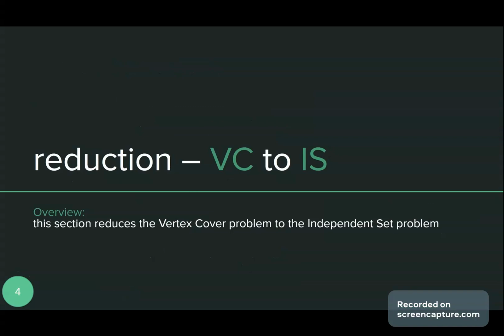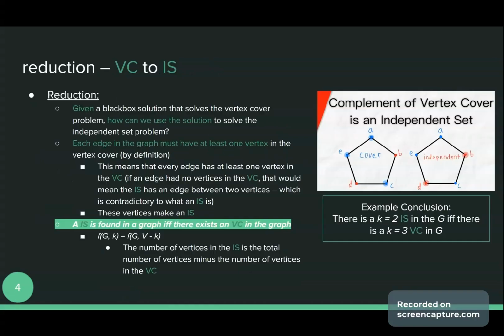Now we'll reduce the vertex cover problem to the independent set problem. Given a black box solution that solves the vertex cover problem, how can we use it to solve the independent set problem? Each edge in the graph must have at least one vertex in the vertex cover. And this is by definition, because the vertex cover covers all edges. This means that every edge has at least one vertex in the vertex cover.